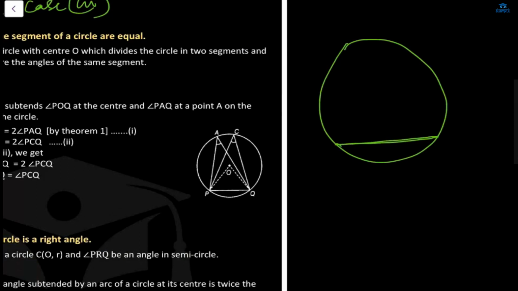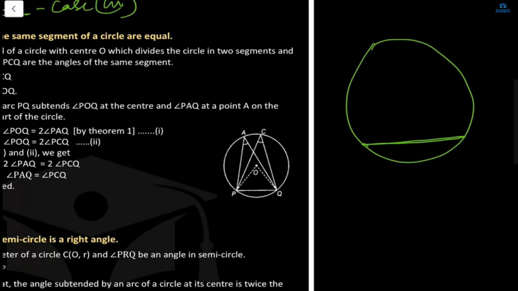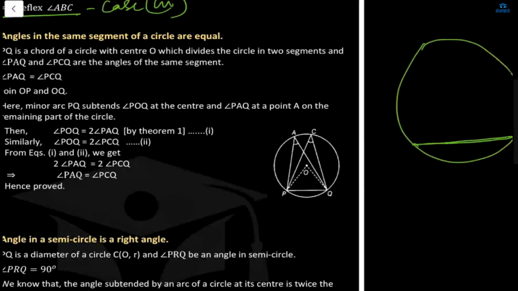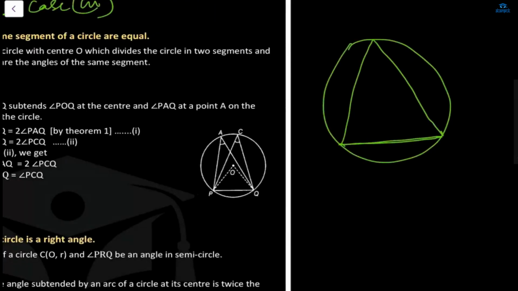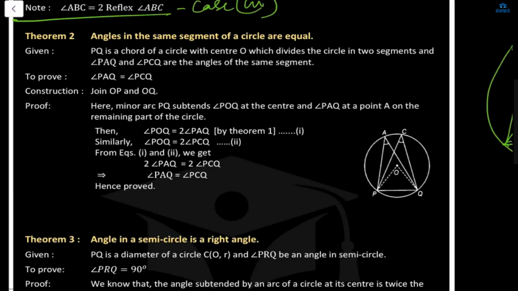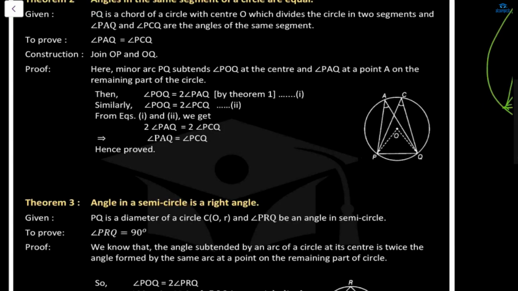Now, with this segment, if you are making an angle at any point of the circle, then both are equal. Maybe one here, maybe one here. If the segment is the same, then the angles will be equal. Now let's prove that here.